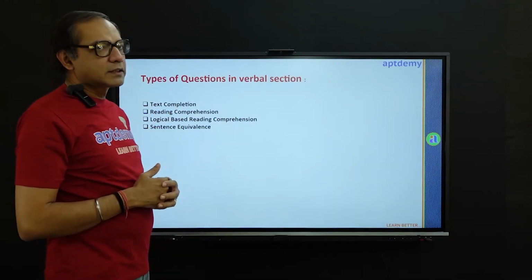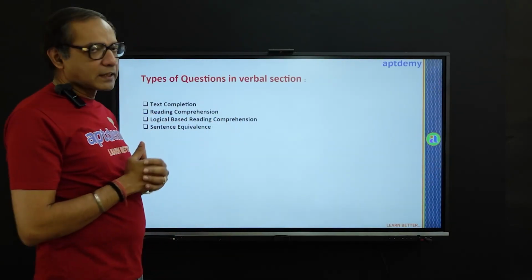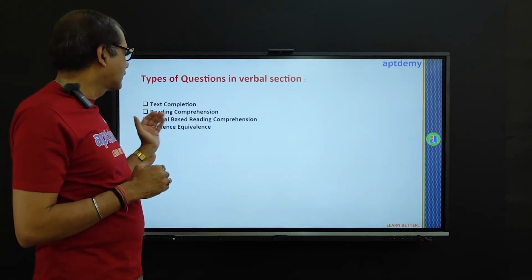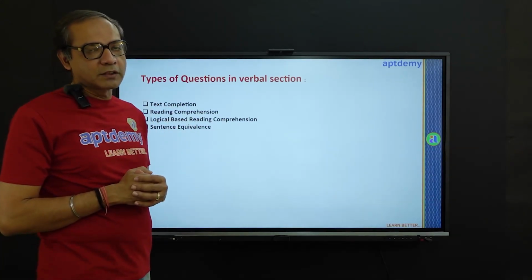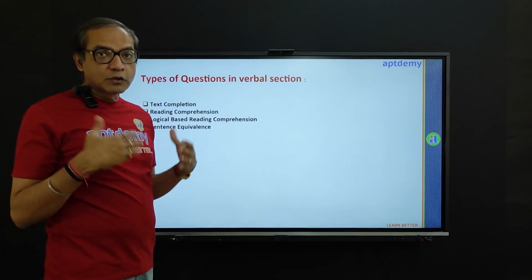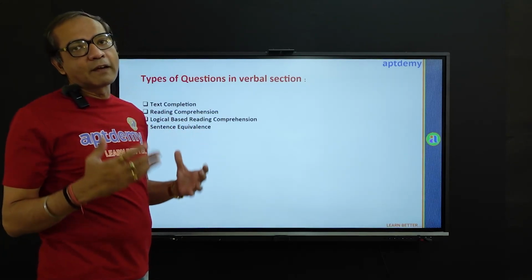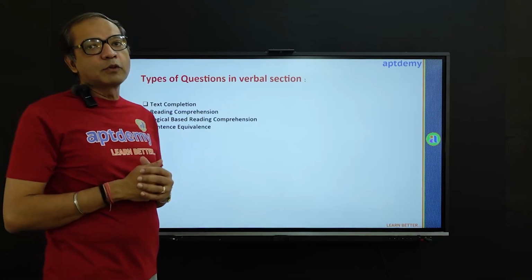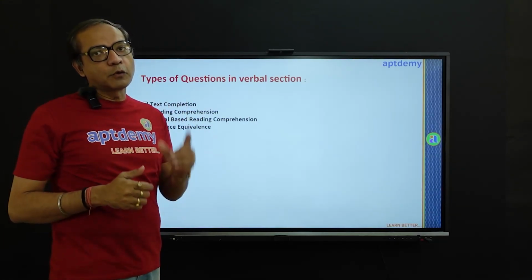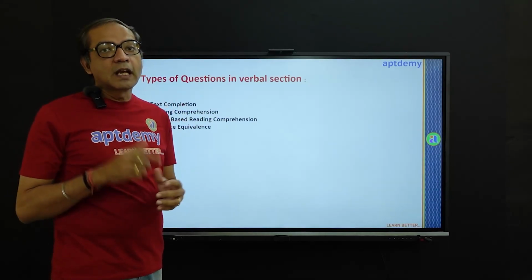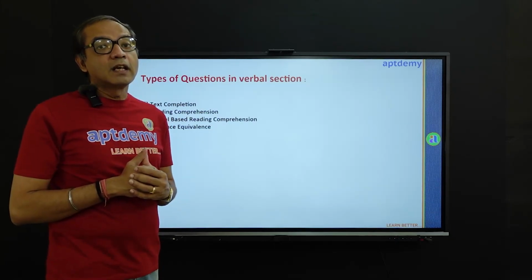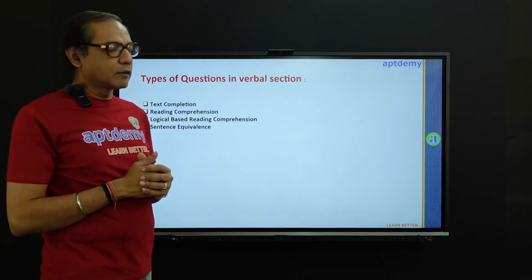So what are the types of questions in the verbal section? You will have text completion question types, you will have reading comprehension question types, you will have logical based reading comprehension question types, and finally you'll be having the sentence equivalence question types. So depending on the type of questions, you will have to figure out how much time you're going to spend on that particular question. Always keep in mind that you're going to answer 20 questions and you have just 30 minutes in your hand. And each and every question is important for your final grade marks.